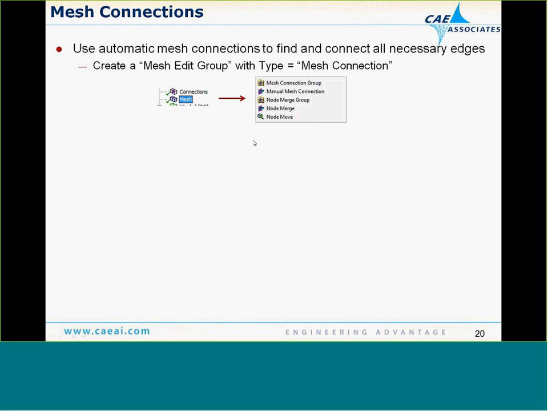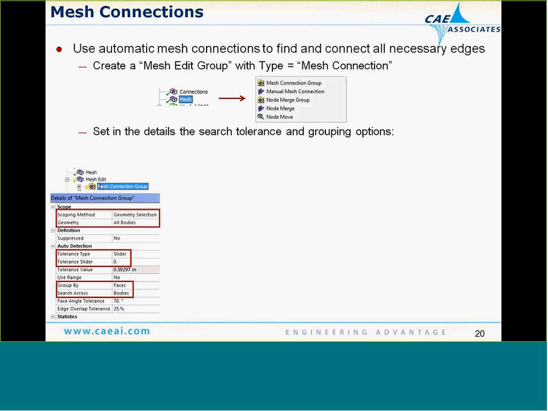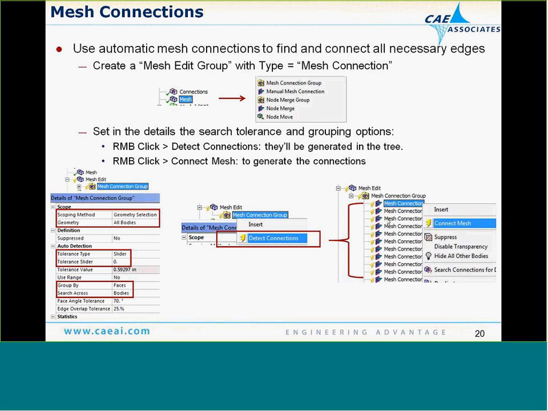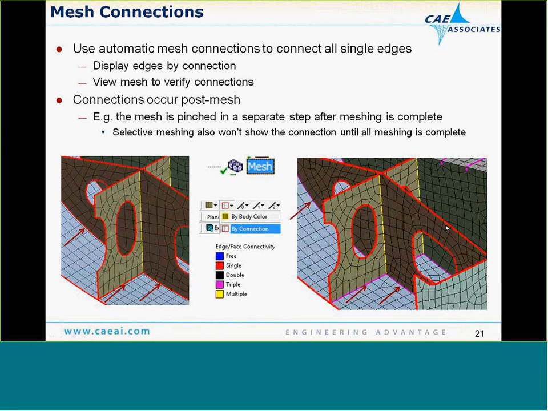For mesh connections, you can just right-click on Mesh in the outline, and then we'll see the mesh connection group show up. This is in version 16. In version 15, you had mesh connections as well, but those showed up under the Connections branch in the outline tree. So these have been moved to a new location. In any case, you insert it, so you get a mesh connection group under Mesh Edit in the tree, and you just scope it to a bunch of the bodies that you want to connect together, and then you give it a tolerance to search for. If you right-click on mesh connection group and choose detect connections, it will form all the connections. And if you generate those, then it will perform the mesh connection step.